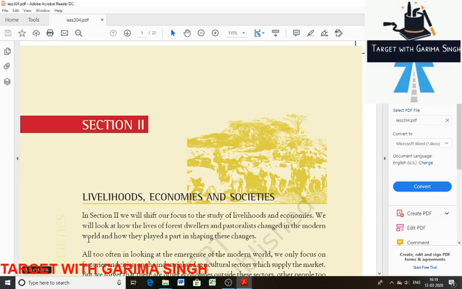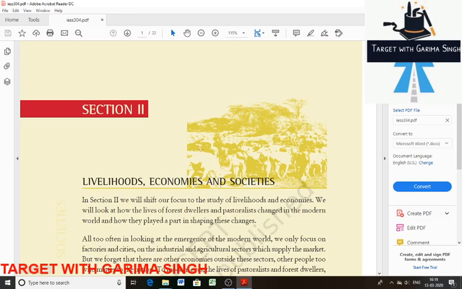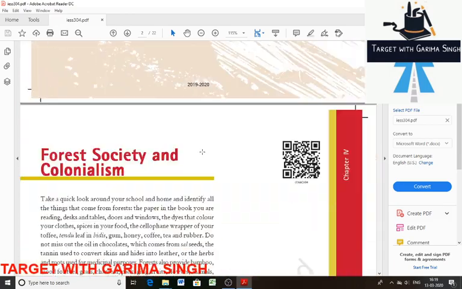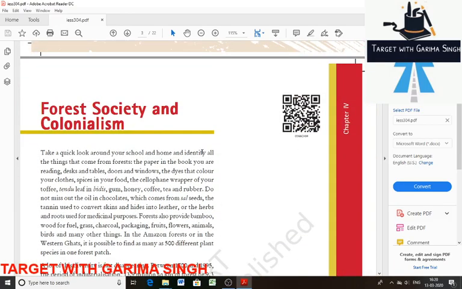So we start with section second, that is livelihoods, economies and society. Section second, chapter fourth, that is forest, society and colonialism. So we will study about this.